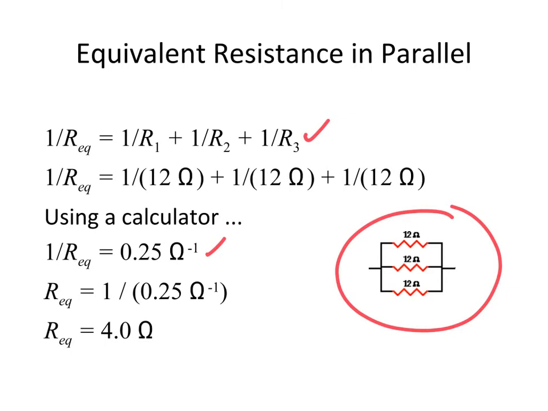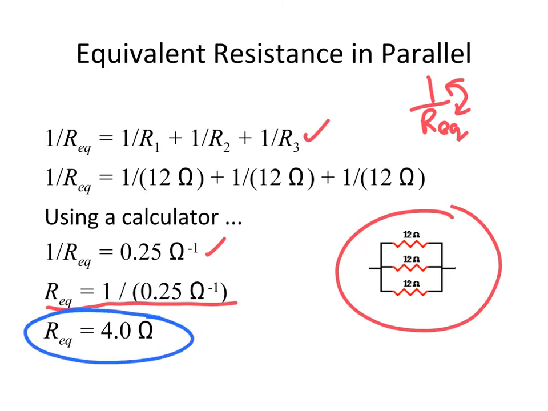So if we want to get our equivalent resistance, again, we take the reciprocal. We have 1 over the equivalent resistance. Our final step is to flip that, or using proper terminology, we take the reciprocal of that. So the equivalent resistance is equal to 1 over 0.25 ohms to the minus 1. So we get an equivalent resistance of 4 ohms, or 4.0 ohms right there.